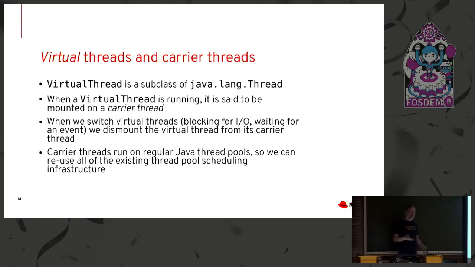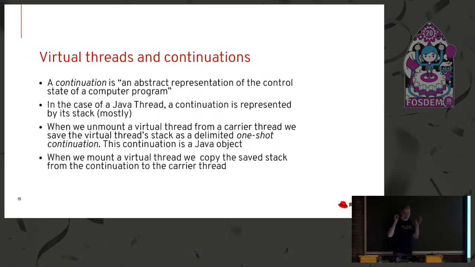There have been a few changes in the project recently, but most particularly, a virtual thread is now a subclass of java.lang.Thread. Now, when a virtual thread is running, it is mounted on a carrier thread. This is very important. So your carrier thread will just be a thread out of your usual thread pool. And when we switch virtual threads, we have to dismount the virtual thread from its carrier thread. These slides are in a slightly funny order.